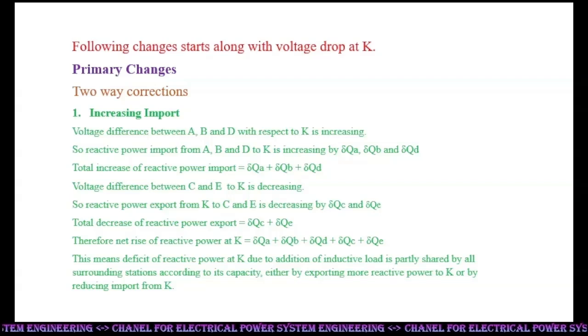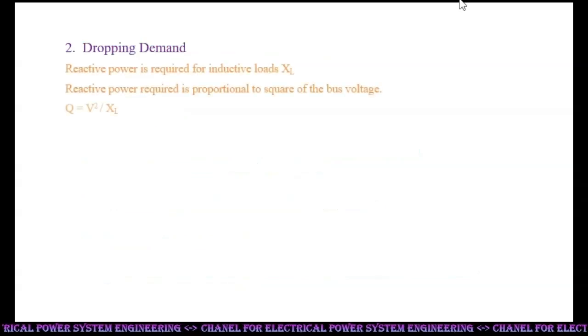This means the deficit of reactive power at K due to addition of inductive load is partly shared by all surrounding stations according to its capacity, either by exporting more reactive power to K or by reducing import from K. 2. Dropping demand.